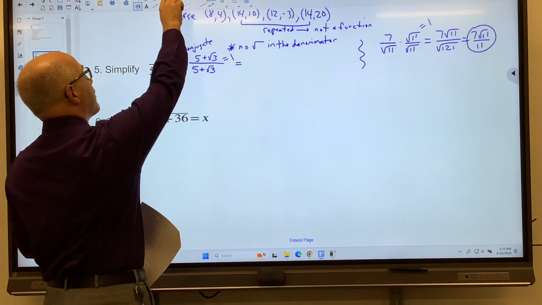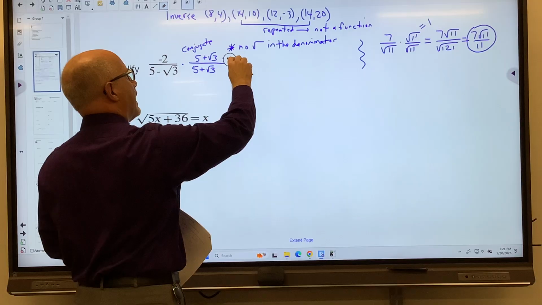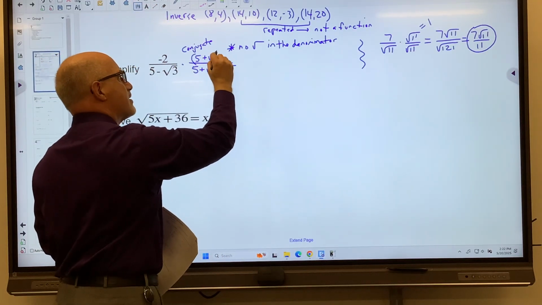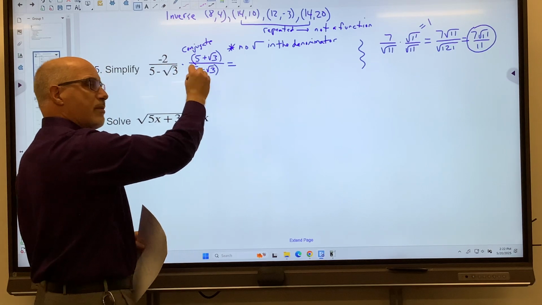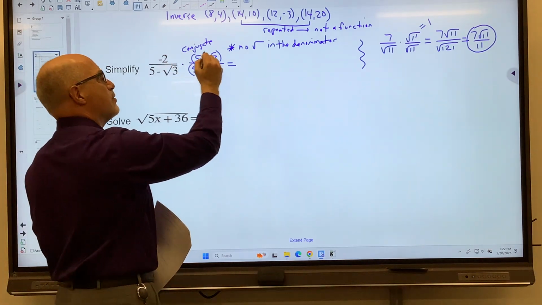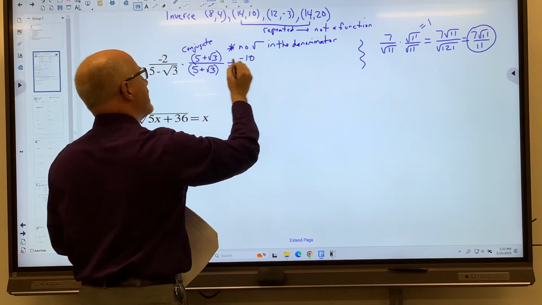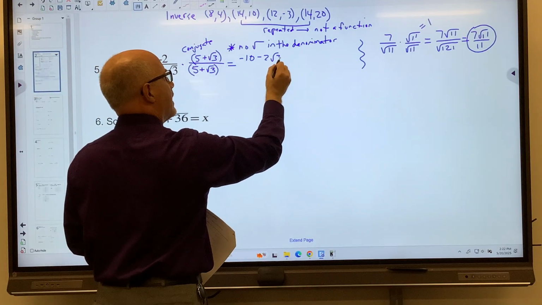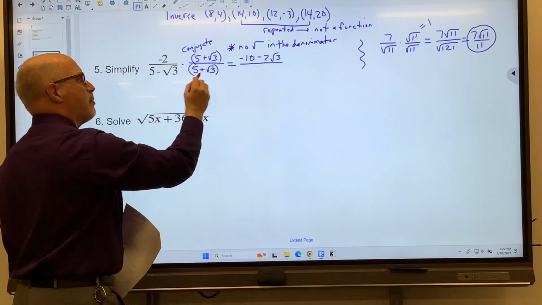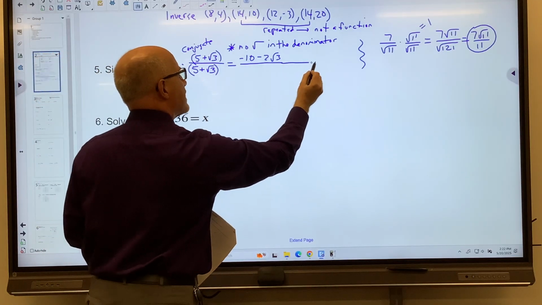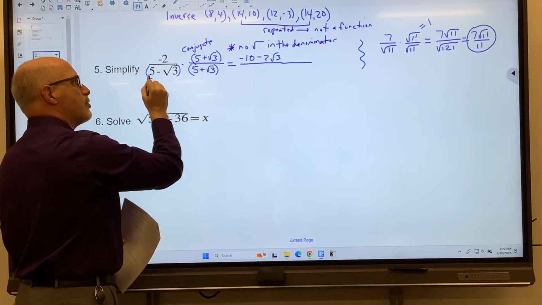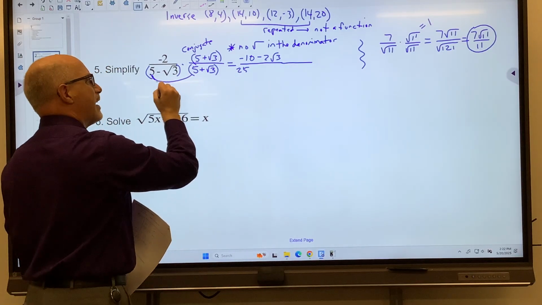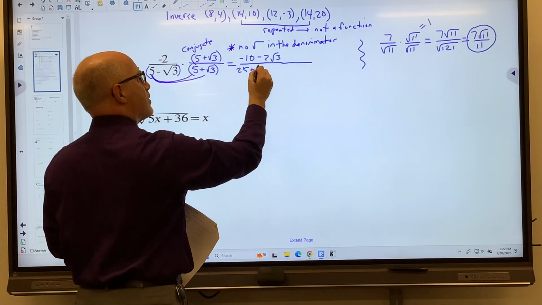Now let's go ahead and I'm going to get rid of that just because it's kind of in the way. But what I'm going to do now is multiply. I'm going to treat this like the distributive property. So negative 2 times 5 is negative 10. Negative 2 times the square root of 3 is negative 2 square roots of 3. Over, and in the bottom, I'm going to multiply this by double distributive. 5 times 5 is 25. 5 times the square root of 3 is 5 square roots of 3.